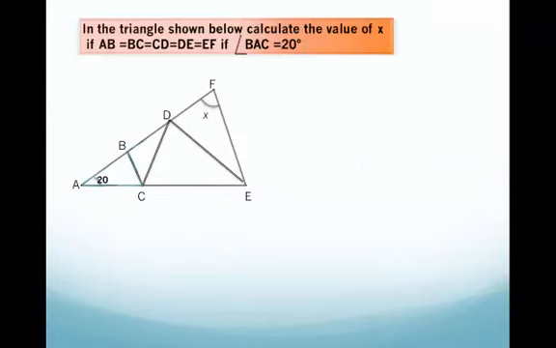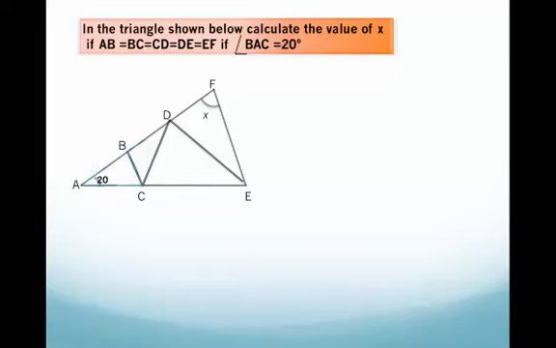Next, in the triangle given below, calculate the value of x if AB is equal to BC, is equal to CD, is equal to DE, is equal to EF, if angle BAC is 20 degrees. Now we had a similar question in CAT. In fact, the question of CAT did not give the value 20. And this question appeared in CAT 1999, a very similar question. Let us see how to approach such a question.